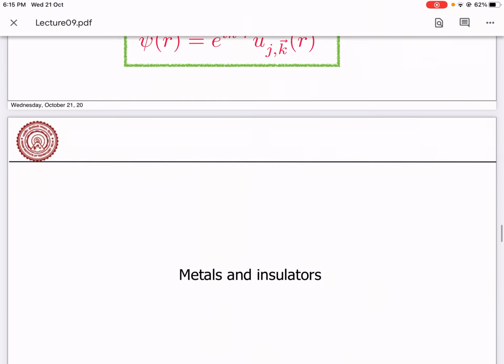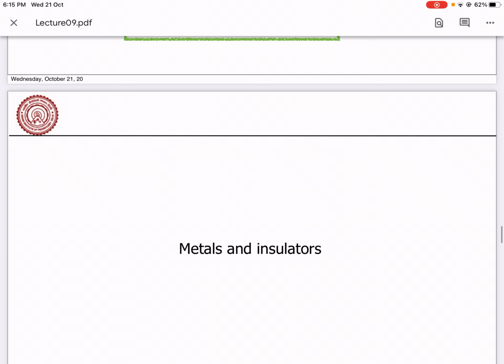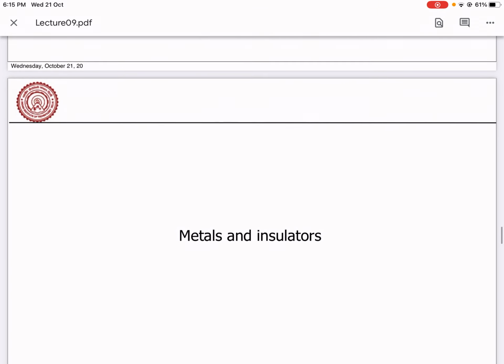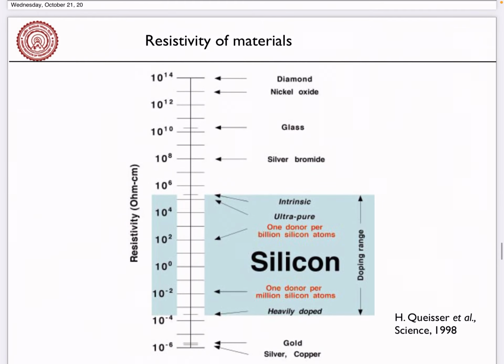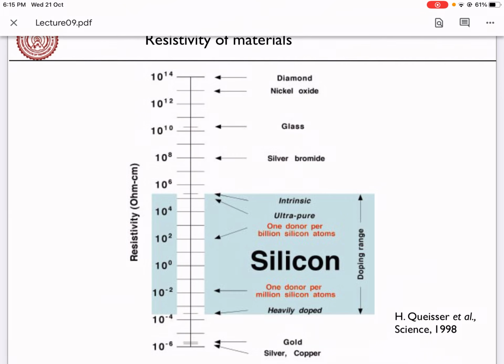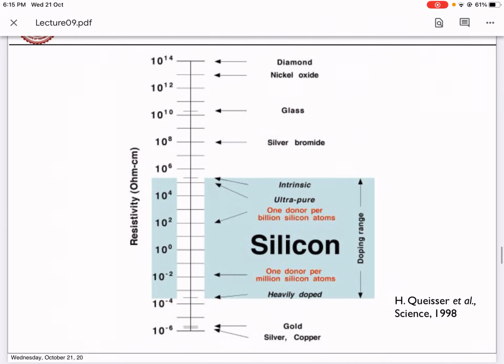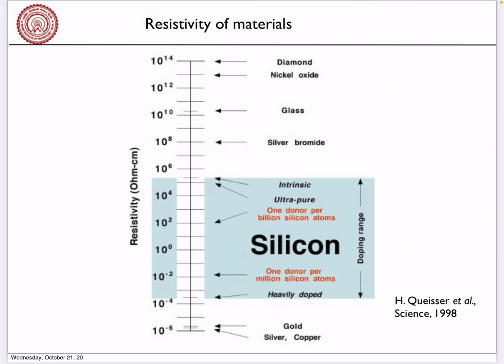Depending on the band structure, how do you classify solids in terms of metals and insulators? Now, if you look at ordinary materials, solids, for example in daily life, and you measure the resistance, you'll see that the resistivities are much different, right? For example, copper or gold, the resistivities are much smaller, of the order of a few micro-ohm centimeter.